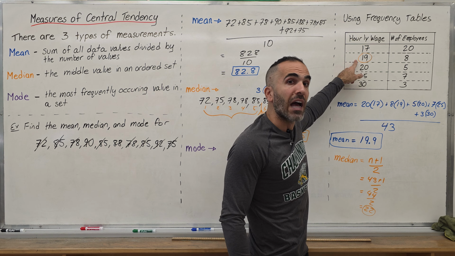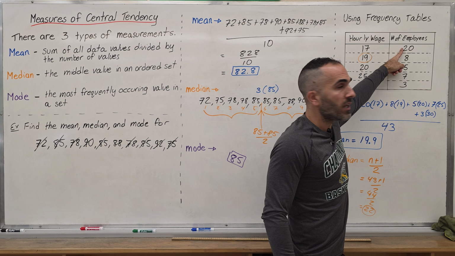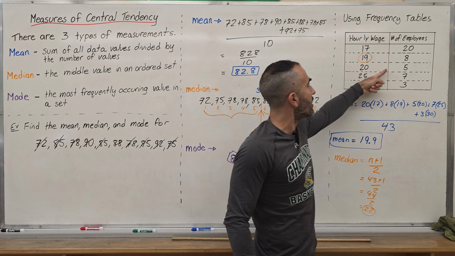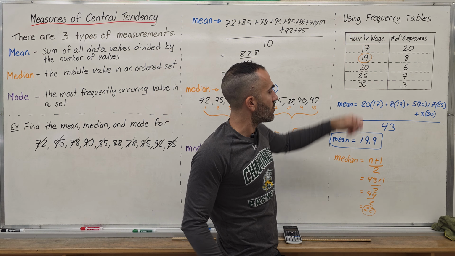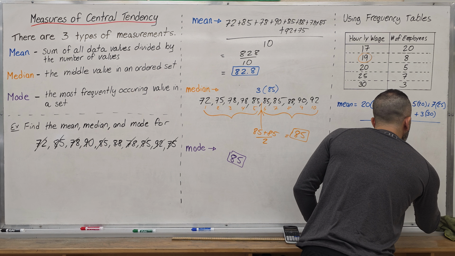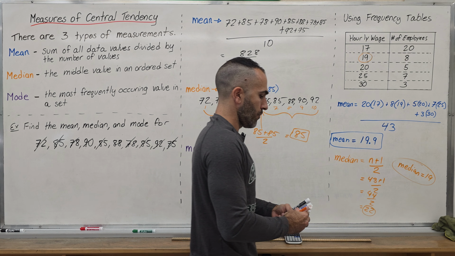If it was the 29th value, I'd have to go, okay, this is the first 20, this is the first 28, and the 29th lies in here, and the median would be 20. Okay, so in this case, it's 19. Median equals 19. And I'm done.